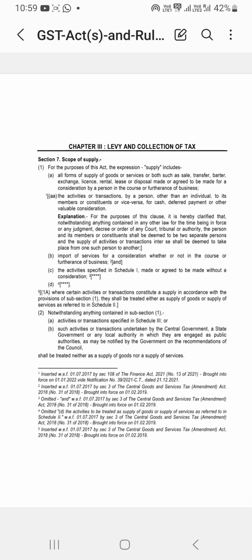Now let's talk about Section 7(2). Notwithstanding anything contained in sub-section 1, activities or transactions specified in Schedule III, or such activities or transactions undertaken by the Central Government, State Government or local authority, in which they are engaged as public authorities, as may be notified by the Government on the recommendation of the Council, shall be treated neither as a supply of goods nor as a supply of services. The local authority means municipality and panchayat. We can also consider it as a negative list, as was there in the service tax regime.